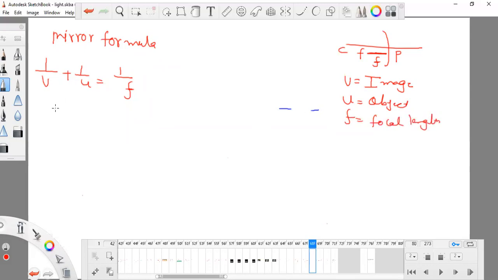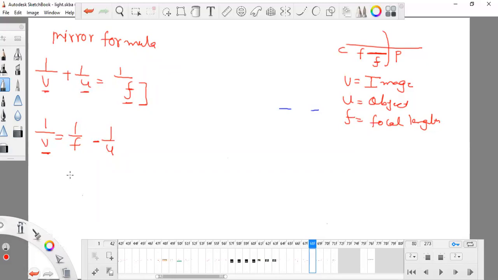This is the basic mirror formula, and sometimes you need to find f, sometimes we need to find the distance of the image, and sometimes we need to find the distance of the object. So this formula keeps changing, and I'm just giving you a hint. If I want to find the distance of the image, that is v, I can change it: 1 upon v is equal to 1 upon f minus 1 upon u. So by this formula I can find f, and by this formula I can find v.